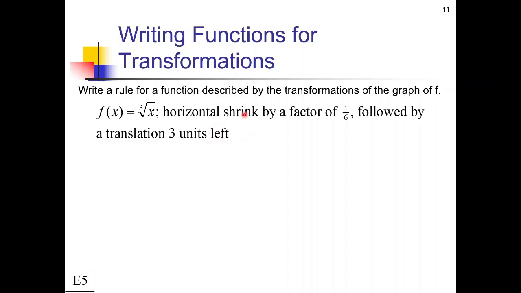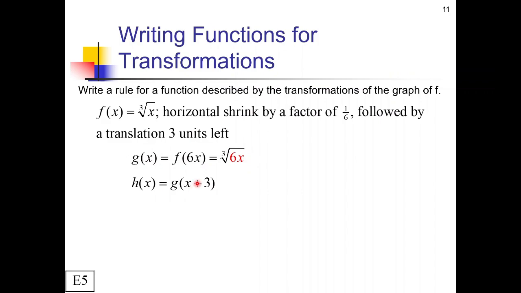All right, so if I want a horizontal shrink by a factor of 1/6, that means I need to do 6 times the input. So I'll make a g function that has f of 6x in it. And then actually applying that to the f function, that's just going to be the cube root of 6x. Next up, to go 3 units left, I need to take my g function and basically do x plus 3. It's opposite of what you expect because it's inside. So my h function is just g of x plus 3.